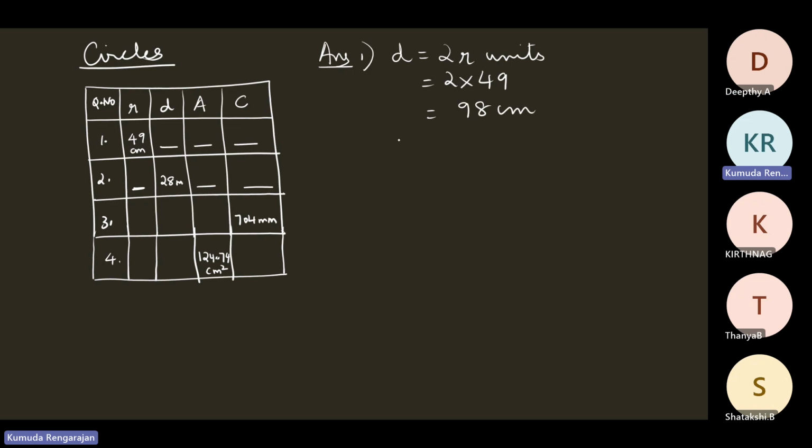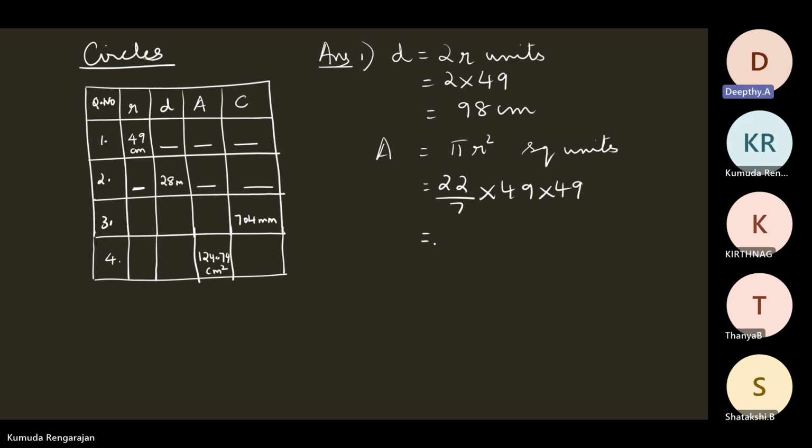Very good. Then the second one is area. Area of circle is equal to pi r square. This is the formula, pi r square, square units. What is the value of pi, children? Ma'am, 22 by 7. Pi is 22 by 7 into r square. R square meaning r into r. So 49 into 49.